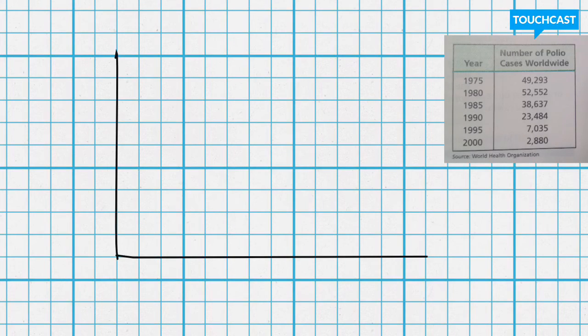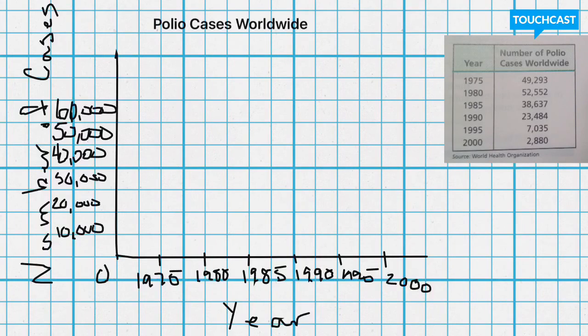Alright, every good graph needs a title. So let's title this one Number of polio cases worldwide, or we can just say polio cases worldwide. Let's have our horizontal axis represent the years, and our vertical axis represent the number of cases. Now, on our years, every other mark represents 5 years, and on our vertical axis, each mark will represent 10,000 cases. Now we are going to have to do some estimating with where some of these numbers lie on our vertical axis.